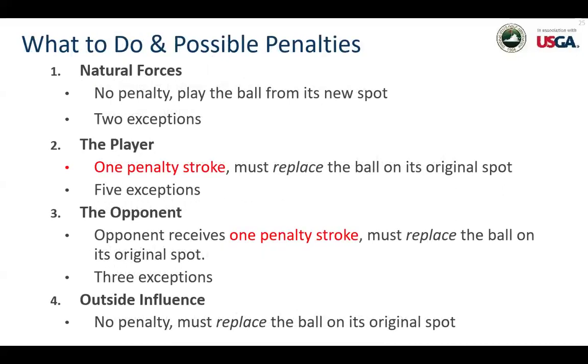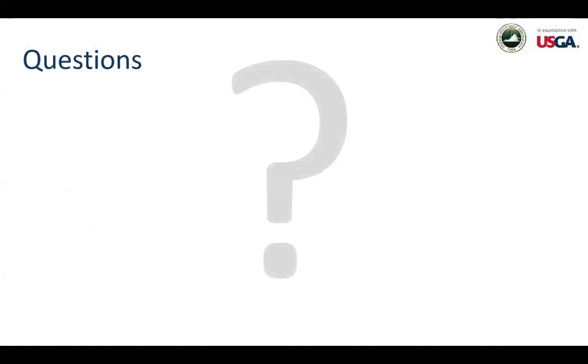So pretty self-explanatory. In Rule 9, you just have to first determine whether or not the ball has moved. Apply that virtual certainty standard, and then once we determine that it has, we further break it down into what caused it to move, and then determine if there's going to be a penalty, whether to our opponent or to ourselves, or if we're going to play the ball as it lies with natural forces, or if someone else or something else moved it, then we're going to put it back. So hopefully that helped summarize that rule for everybody. But we will take some questions now if there are any, Amanda.